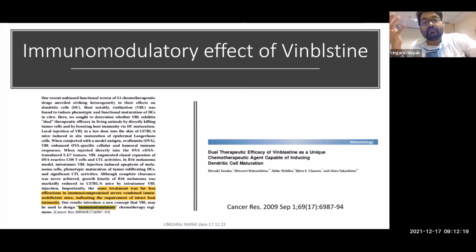So when you combine it with an intensive regimen, probably you are diluting the way it acts, and that's why it is not helpful. It is a good hypothesis, and probably that's why single agent vinblastine is showing a phenomenal result in relapsed refractory setting.